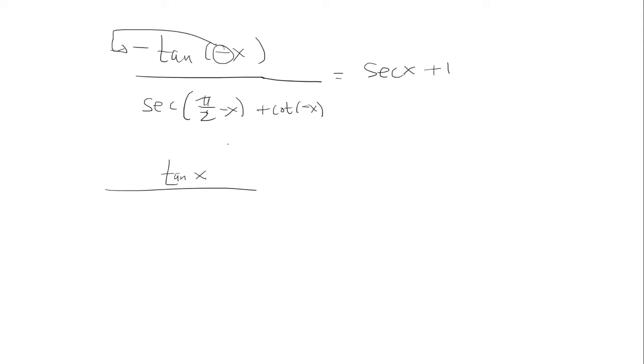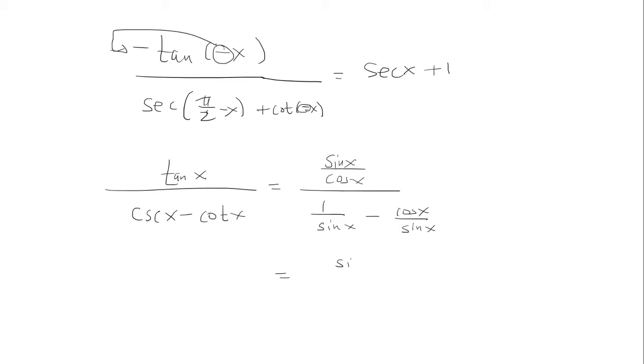Now secant of pi over 2 minus x is the same thing as cosecant. And the cotangent of negative x will be negative cotangent of x, since cotangent is an odd function. So now I'm going to break this up into sines and cosines. Tangent is sine over cosine. Cosecant is 1 over sine. Cotangent is cosine over sine.